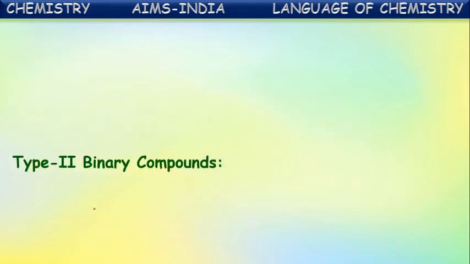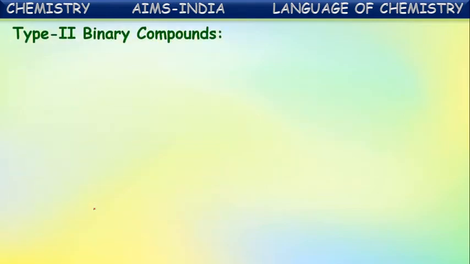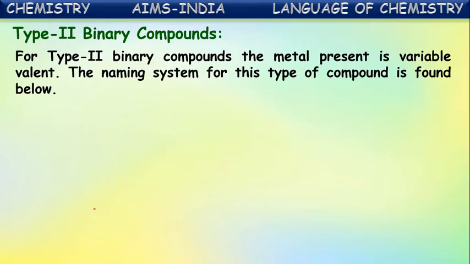Okay, now let us see type 2 binary compounds. What are these? The compounds which contain a metal and non-metal, cation and anion, but the metal may form more than one valency, or can exhibit more than one kind of cation. Now let us see here. For type 2 binary compounds, the metal present is variable valent.